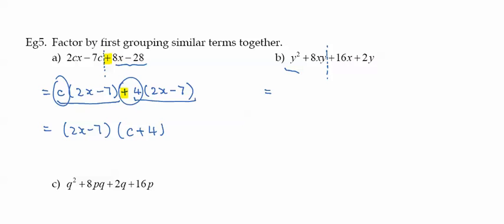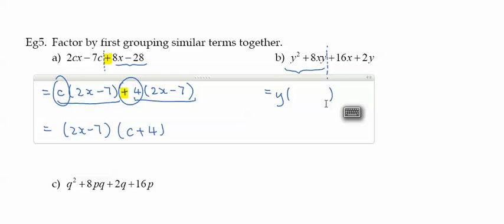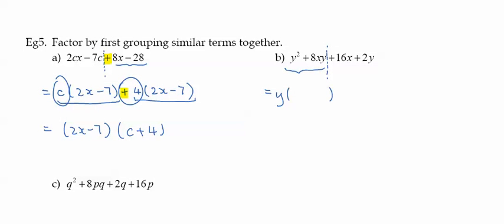From your first group, anything in common? Y, we take it out. And once you take out the y for us, what goes inside the bracket? Y plus 8x, yes.